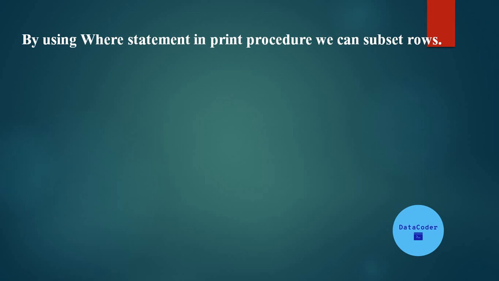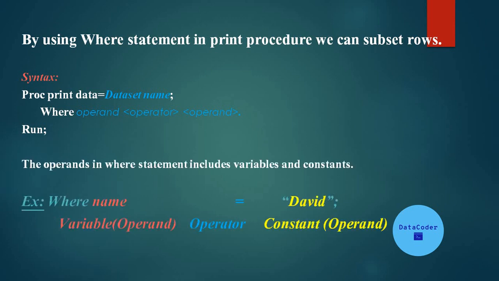By using the where statement in the print procedure, we can subset the rows or the observations. This is the syntax of the print procedure: proc print data equal to dataset name, and then we write the where statement with where expressions, and run. The where statement is a sequence of operators and operands. The operands in a where statement include variables and constants.